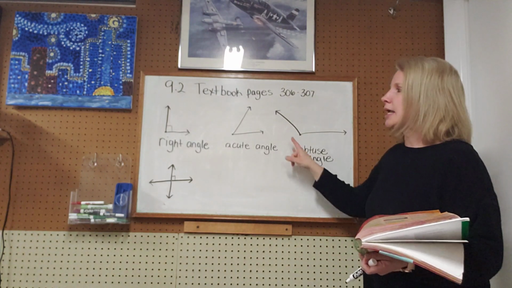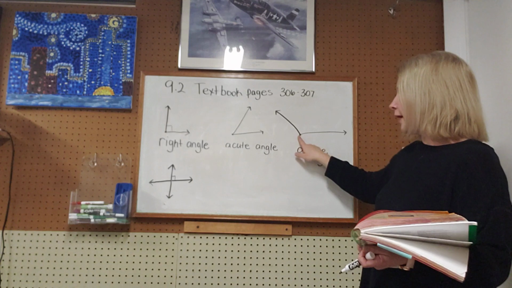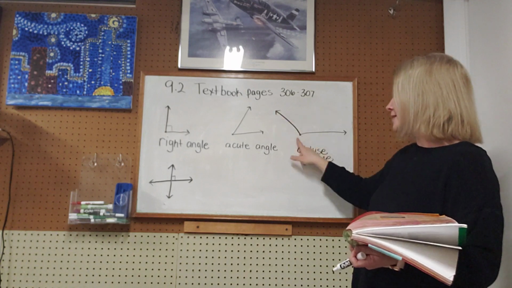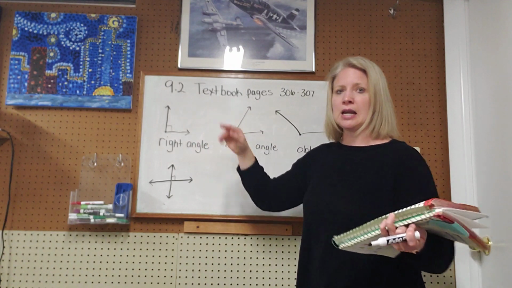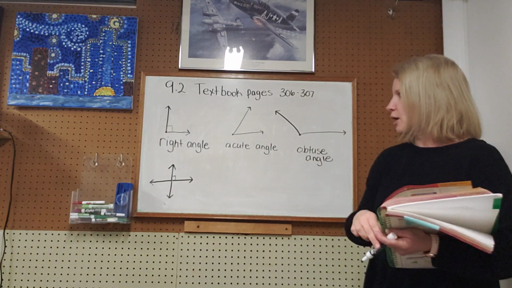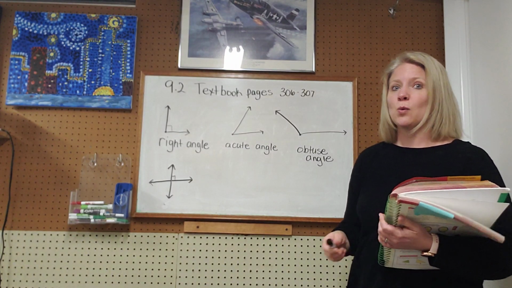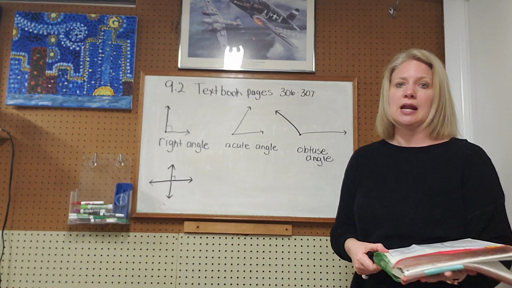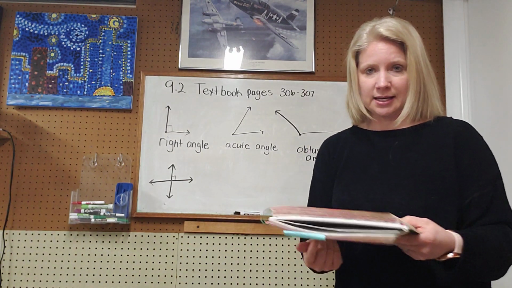Obtuse angle is larger than a right angle. That means the point where it starts and the rays that come out are further apart than making a perfect corner. Obtuse. So those are our 3 angles that we're going to talk about this week. Right, acute, and obtuse. So let's go ahead and start looking at our textbook, and let's look at some of these, starting with number 1.